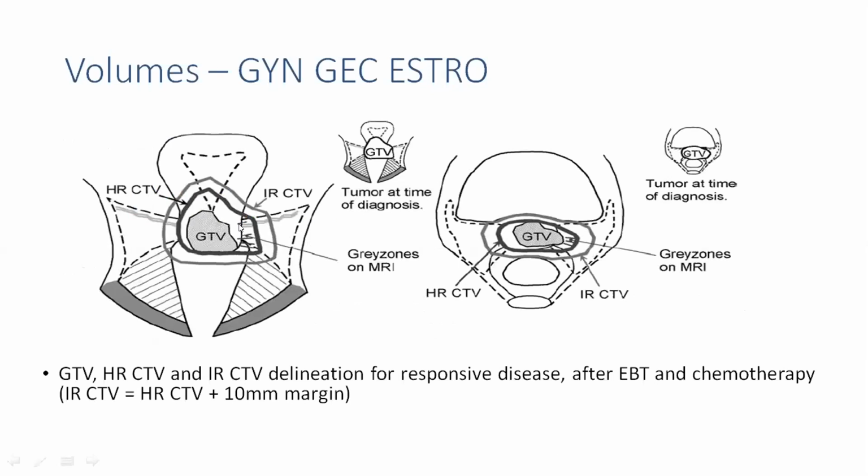This is the GTV B or B1, say. That is your gross tumor volume during brachytherapy 1. Along with that, you have your gray zones that form your high-risk CTV. Along with that, you have a 10 millimeter margin to create your intermediate risk CTV.